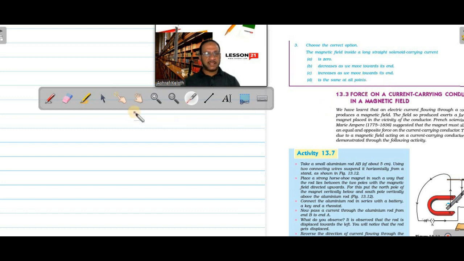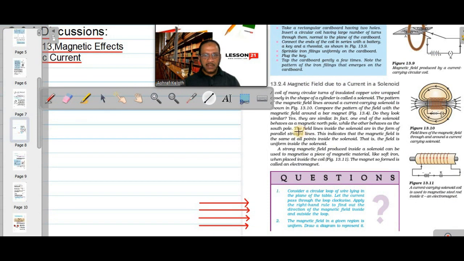Actually, the correct answer is decreases as we move towards its end. This is the correct answer. But in the textbook before this page, there is one sentence saying that inside the solenoid the magnetic field is uniform. I will show you that. Here there is one sentence you can see. The field lines inside a solenoid are in the form of parallel straight lines.